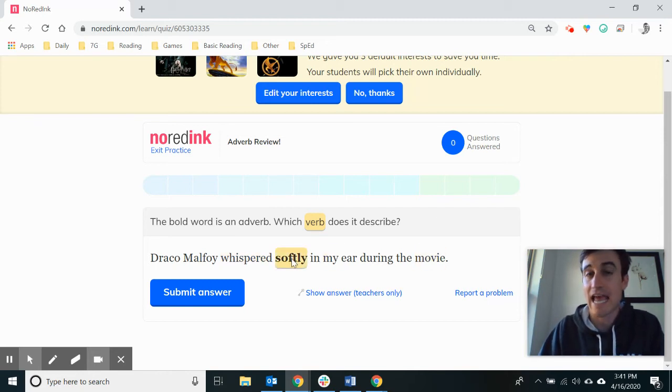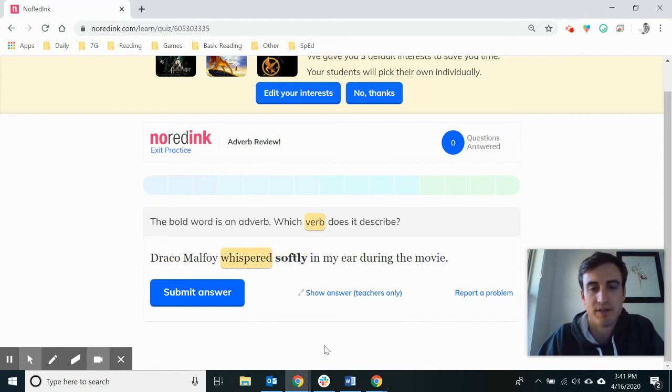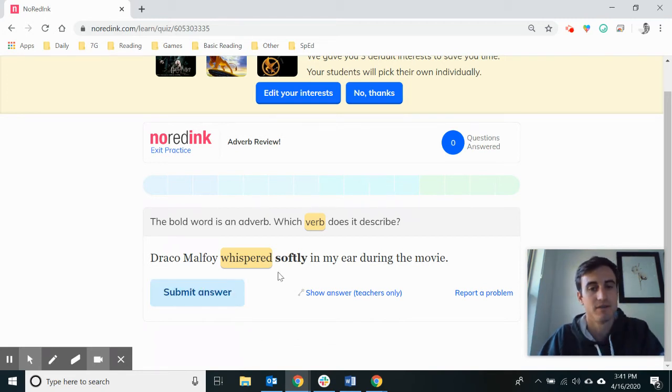So softly is an adverb. It's adding to a verb somewhere in this sentence. Which verb is it adding to? Which verb is it describing? What action is in this sentence? Draco Malfoy whispered. That's the action. So I will select whispered as the verb that it is describing. How did he whisper? He whispered softly.